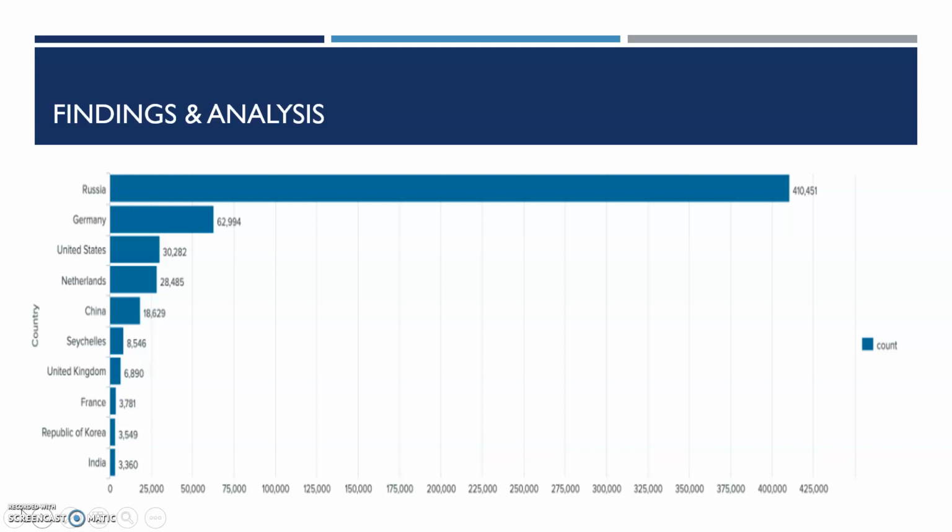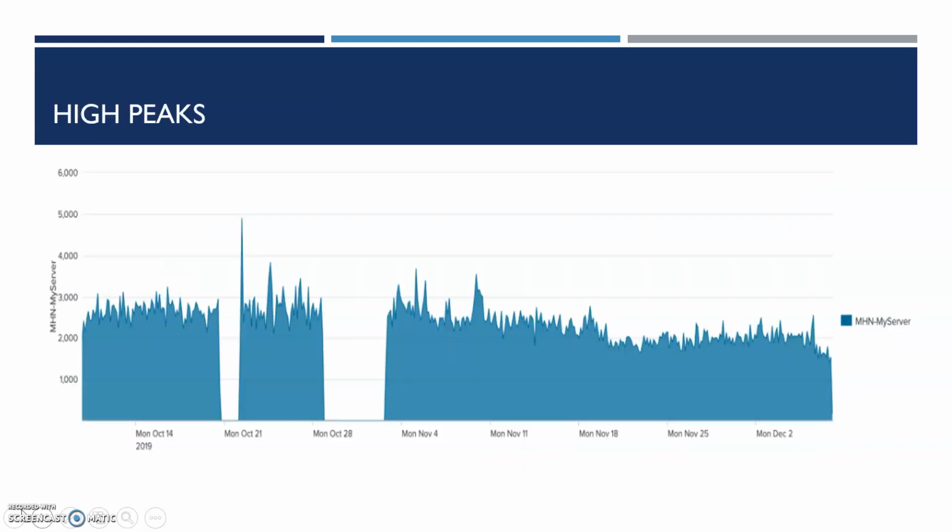For our attacks, Russia had the most attacks with 410,000 attacks. Germany was second with 62,000, and the United States with 30,000 attacks. As you can see, I deployed my Honeynet around mid-October, and I took this screenshot around December 3rd, I think, December the 2nd here.